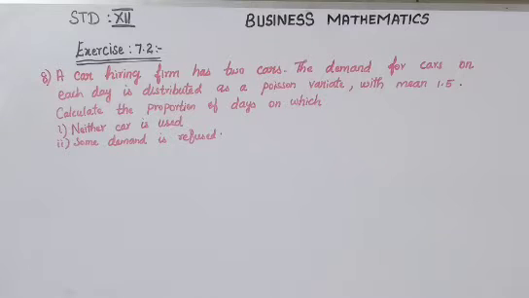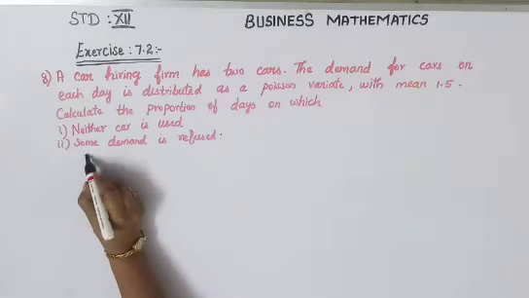Standard 12th Business Mathematics Exercise 7.2, 8th question. A car hiring firm has 2 cars. The demand for cars on each day is distributed as a Poisson variate with mean 1.5. Calculate the proportion of days on which, first condition, neither car is used. Second condition, some demand is refused.